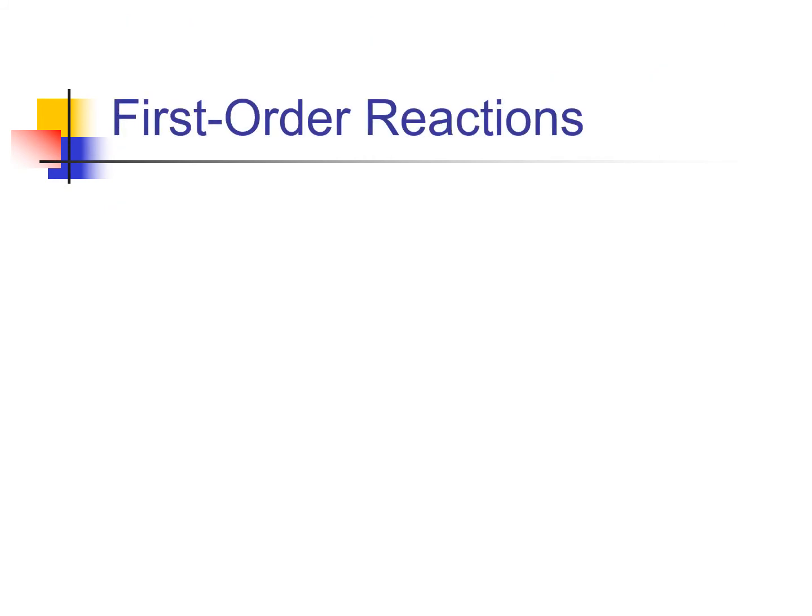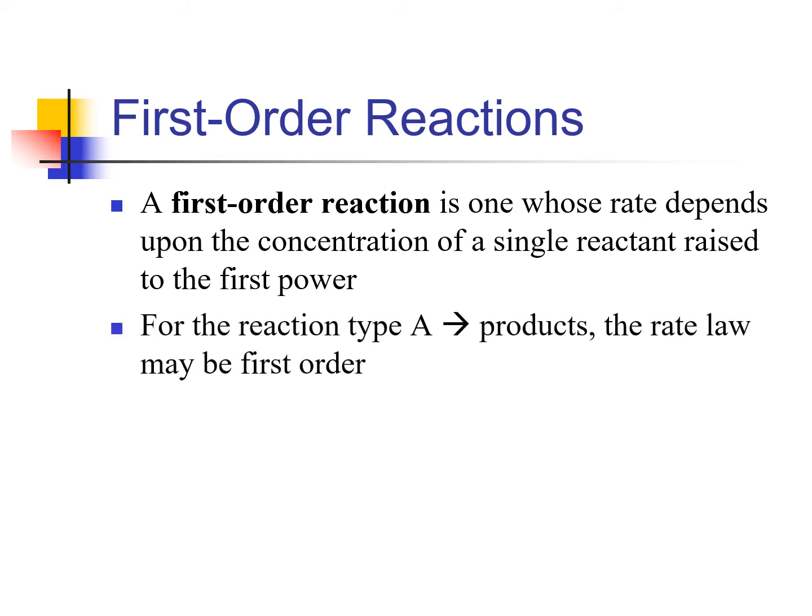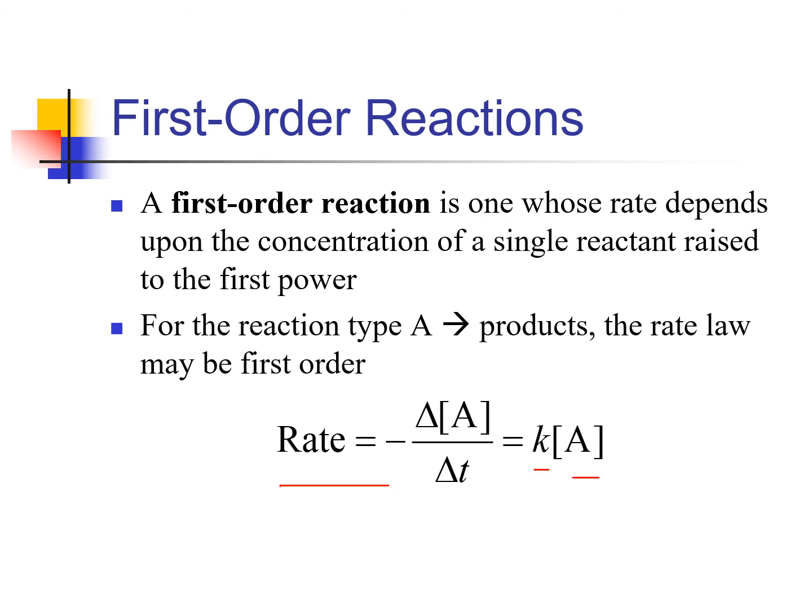So we're going to start easy with a first order reaction. Now again, we know a first order reaction depends upon the concentration of a single reactant raised to the first power. So we see something like this: rate is equal to rate constant times concentration of some reactant. Now we calculasize.